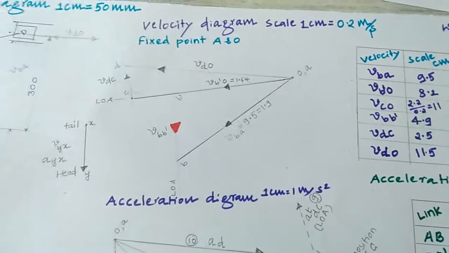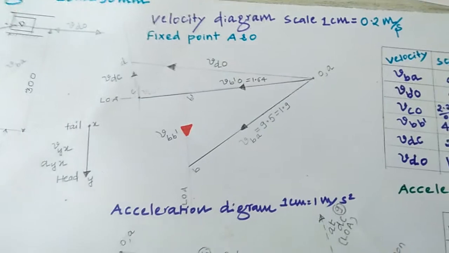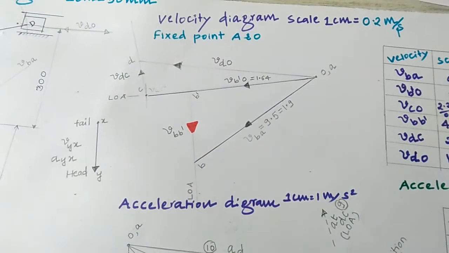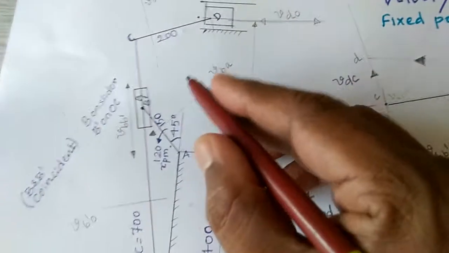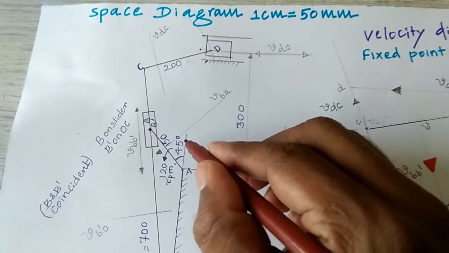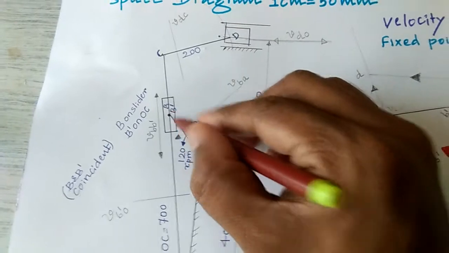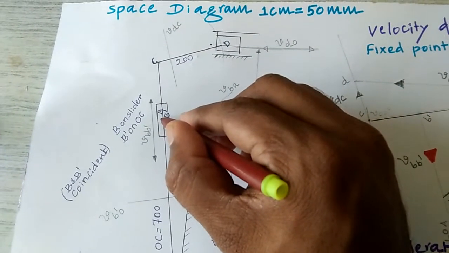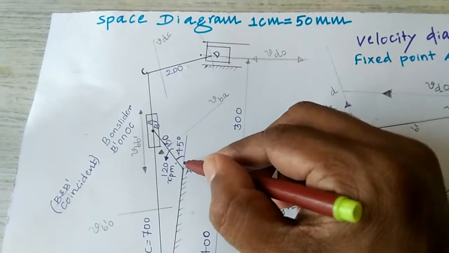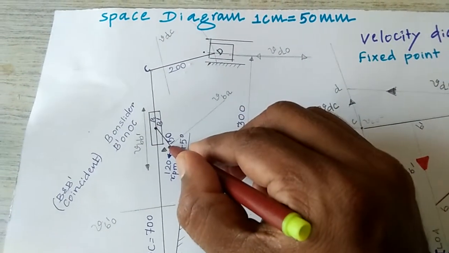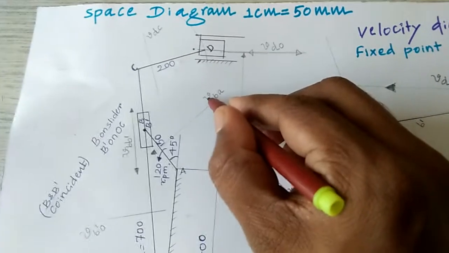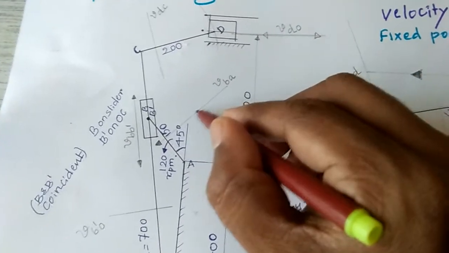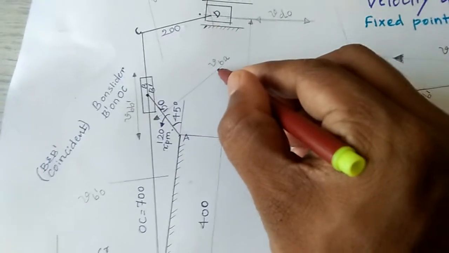Before that, I will cover 50 to 60% of the problem in the space diagram only. When you are going for the velocity diagram, the first velocity is always perpendicular to the specific link, this link. I need to find the velocity of B with respect to A, that is exactly perpendicular. I have written the velocity of B with respect to A as perpendicular, with a scale.